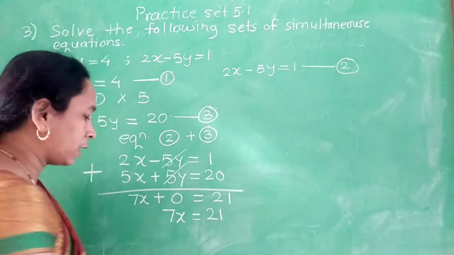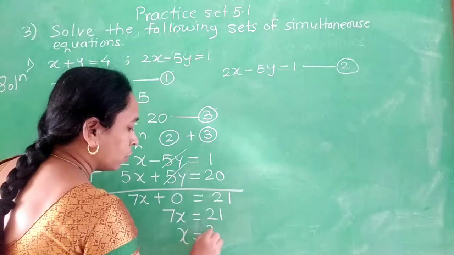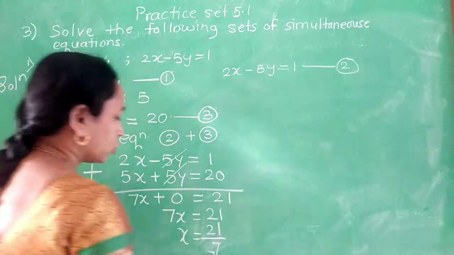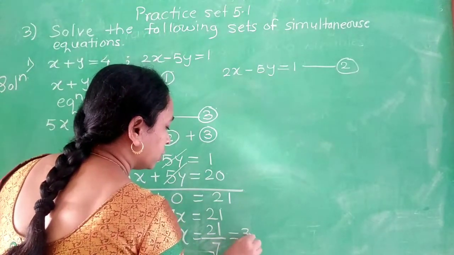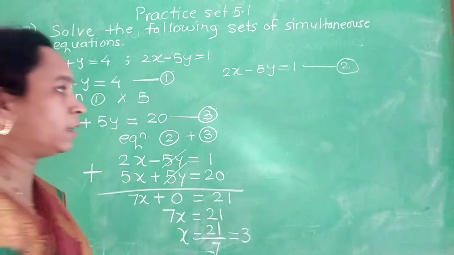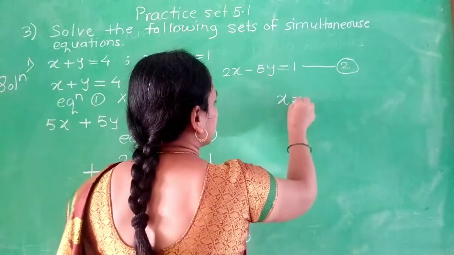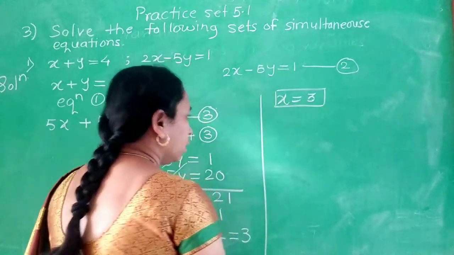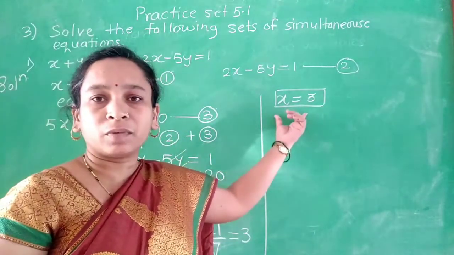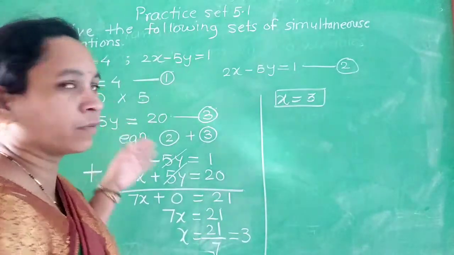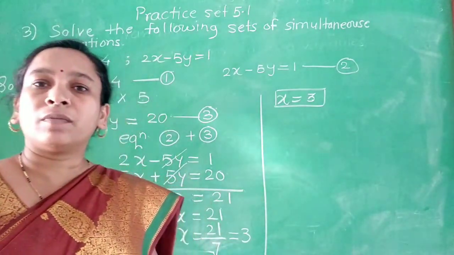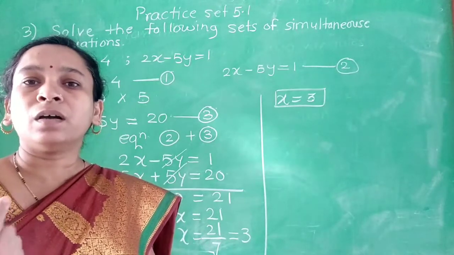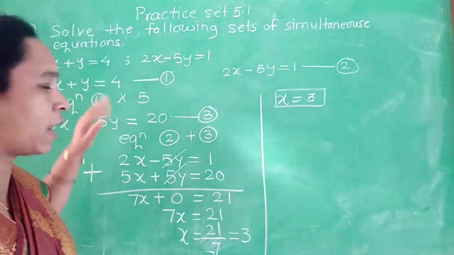7 transfer it on that side, so x is equal to 21 upon 7. So here we will get the answer 3. Means x value is 3. X is equal to 3. We have got it. Now we will put this x is equal to 3 in any of these equations and then we will find out the value of the next variable, that is y variable.